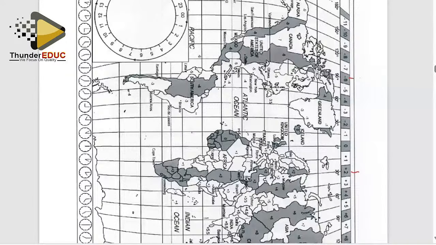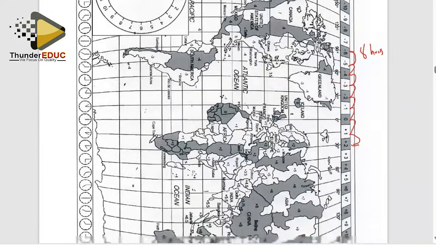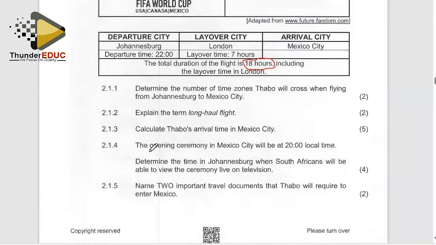So what do we do? We count from this +2: 1, 2, 3, 4, 5, 6, 7, 8. So we are getting 8 hours. So if you go back to our question, determine the number of time zones Thabo will cross when flying from Johannesburg to Mexico City. That will be 8 hours.